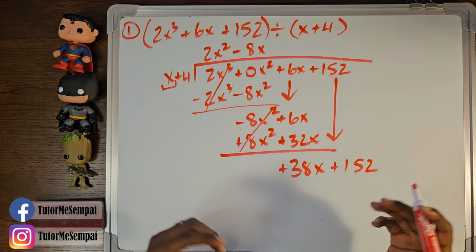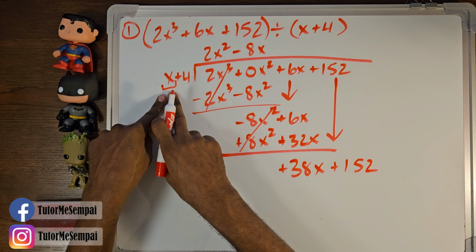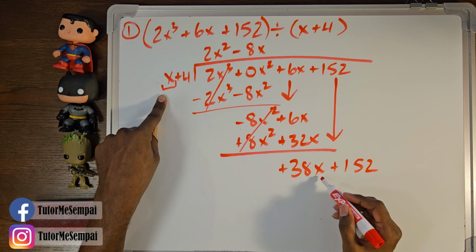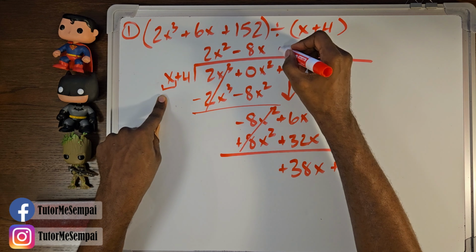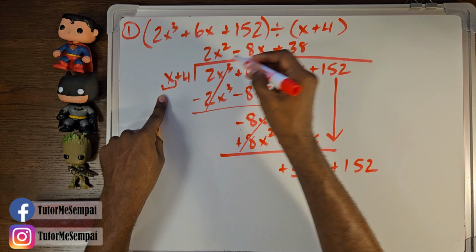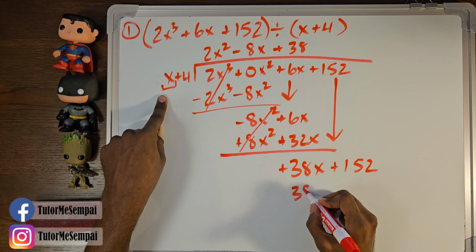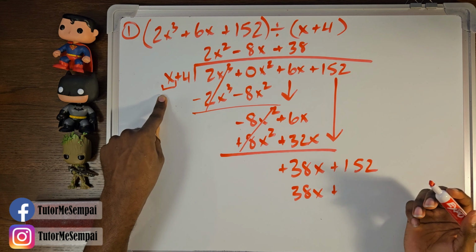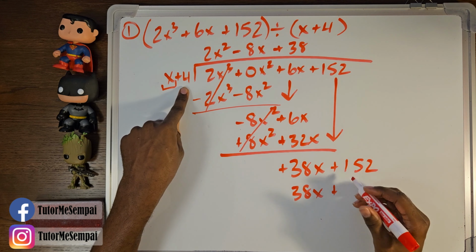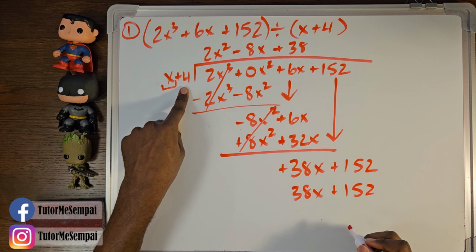And then we're going to do the same exact thing. Starting with our x, we look at that and see what do we have to multiply this x by to get a positive 38x? Well, that's going to be a positive 38. And we multiply this 38 by this x, we're going to get that positive 38x. And we're going to keep going. We have that 38 times this 4, so what's that going to be? That's going to be 152.